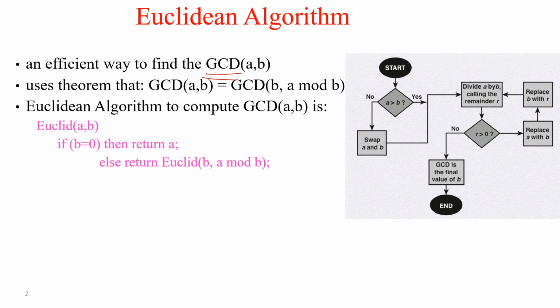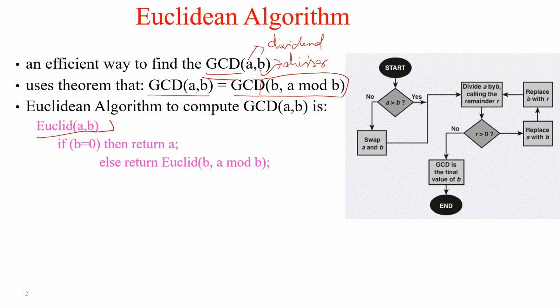Here GCD of A comma B is computed as GCD of B comma A mod B. So what is A? A is a dividend. If you are dividing two numbers, we have two inputs: one is the dividend and another is the divisor. The dividend we call A and the divisor we call B. Repeatedly we calculate the GCD, and finally we find the GCD of the two numbers.